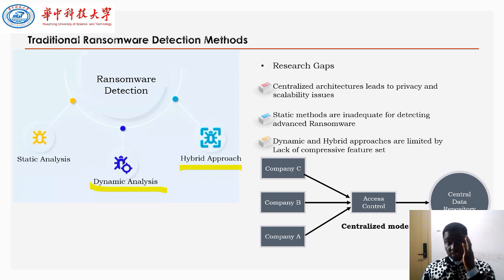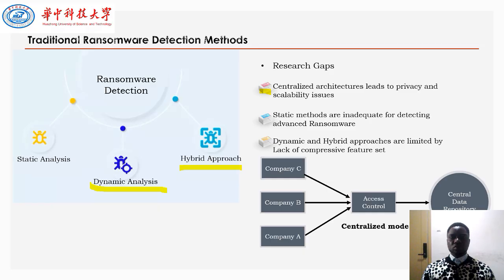So we have analyzed the current research gap which goes with centralized architecture, because most approaches use centralized architecture, they introduce privacy and scalability issues. Also, just like we said, static or signature based are inefficient in detecting modern day ransomware. So also the dynamic and hybrid are more advanced and even detect 0-day cases, but they are limited by lack of comprehensive feature set.